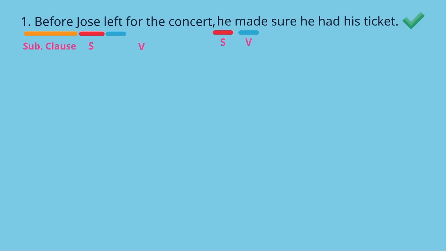Okay, we have before, which signals that we have a subordinating clause, and we have he made sure he had his ticket, which is an independent clause or a simple sentence. So we have both components. We have the independent clause and the dependent clause with the comma. And remember, we only use the comma when before is at the beginning, or the dependent clause is at the beginning. So here we have to use the comma.